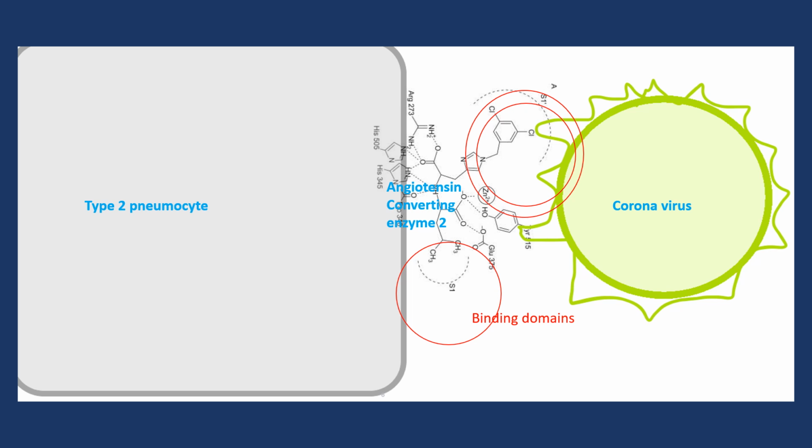Let's imagine the entire rectangular cell is a type 2 pneumocyte. At the surface of the cell, we have angiotensin converting enzyme 2, and the substrate domains have been marked with the red circles, and the coronavirus with the green circle and the spikes. So the coronavirus binds to angiotensin converting enzyme 2 and enters into the cell, where it dominates the nuclear host machinery and the DNA, and produces copies of itself and comes out of the cell.